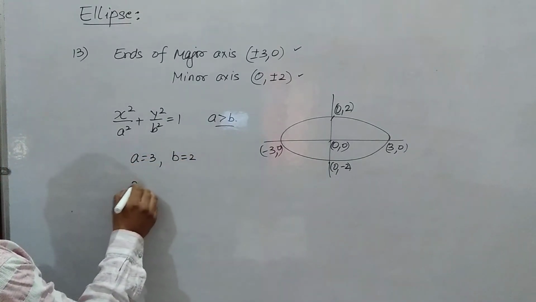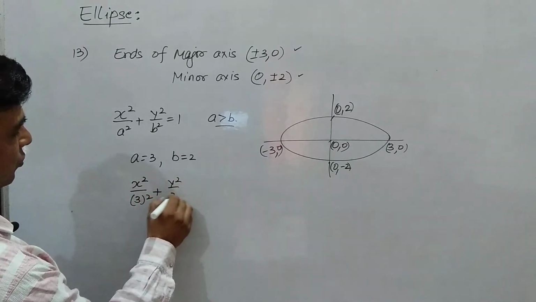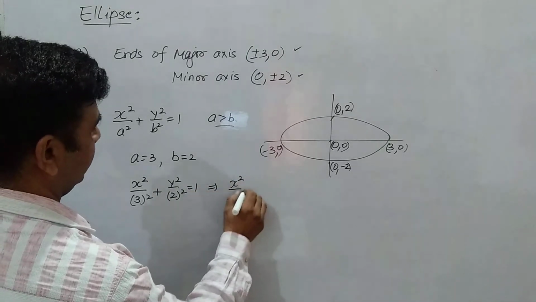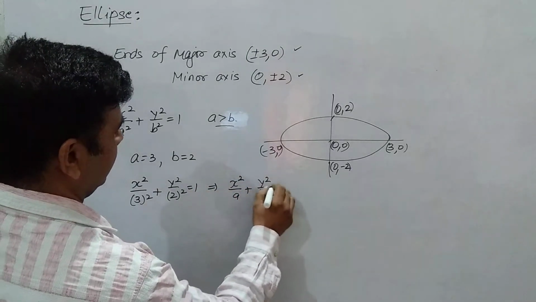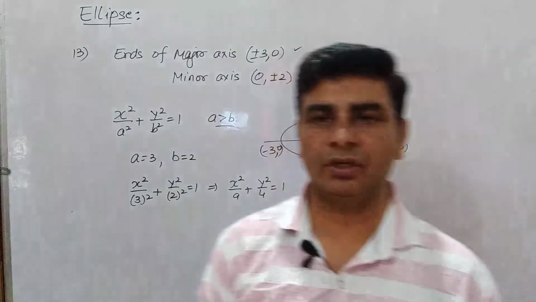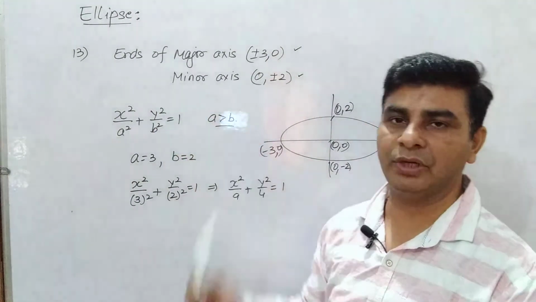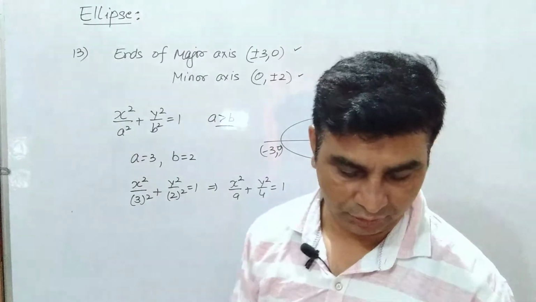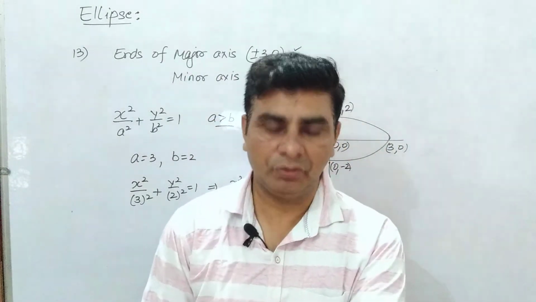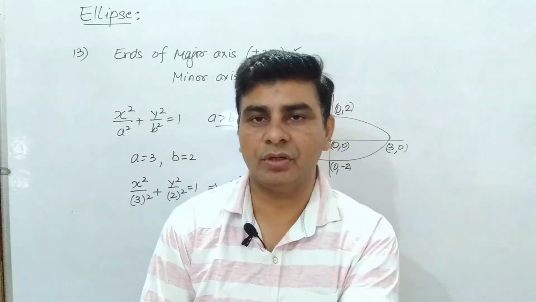So the equation of the ellipse is given by x square by 3 square plus y square by 2 square is equal to 1, which implies x square by 9 plus y square by 4 is equal to 1. So this is the required equation of the ellipse in which the ends of the major axis and ends of the minor axis are given to you. So dear students, this was question number 13. Now in a similar way you can do question number 14, in which again we are given the ends of the major axis and ends of the minor axis.